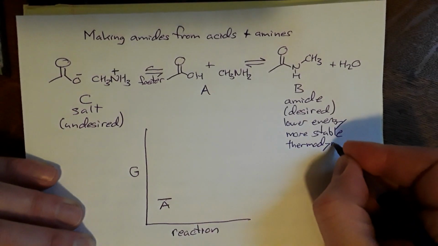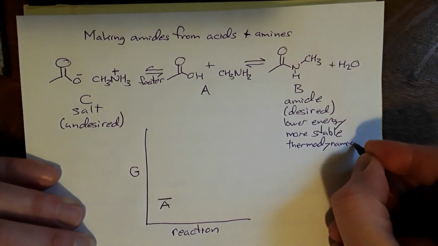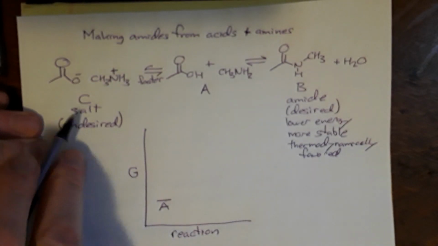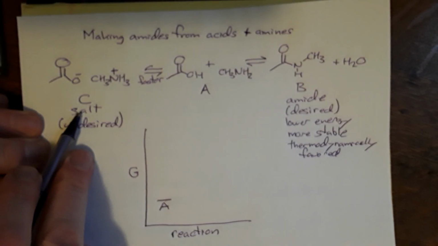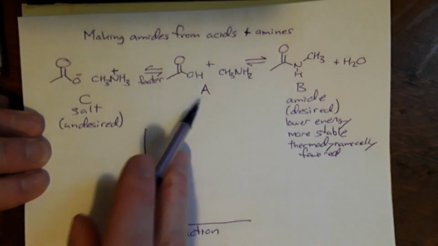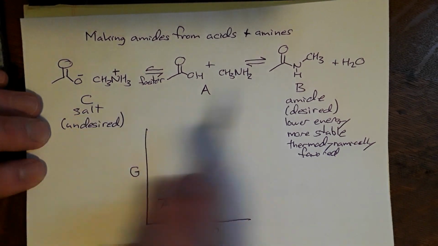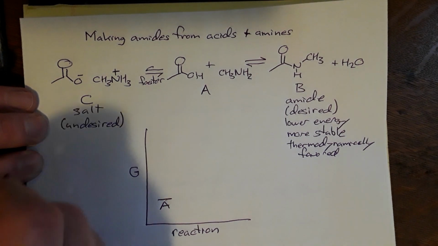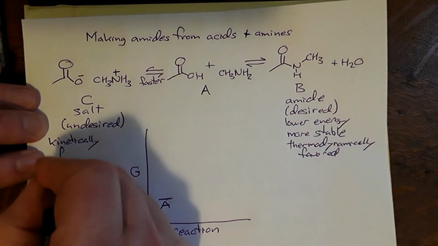You've heard that term before. Turns out that the salt, which forms instantaneously, is lower energy than A is, but not as low energy as B. It forms fastest, and it is then known as the kinetically favored product.